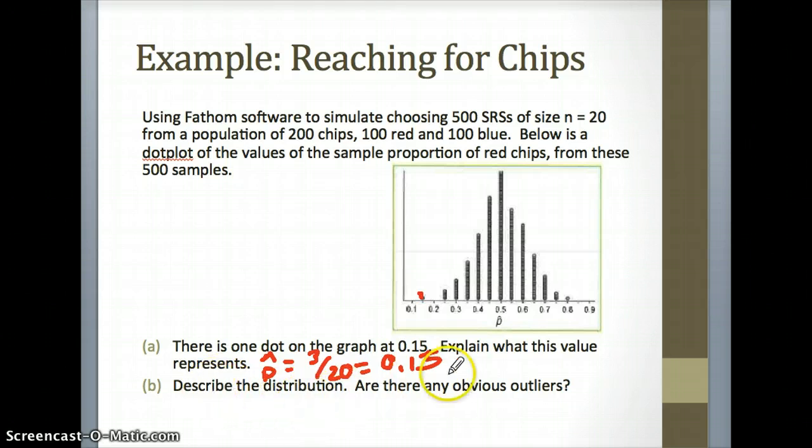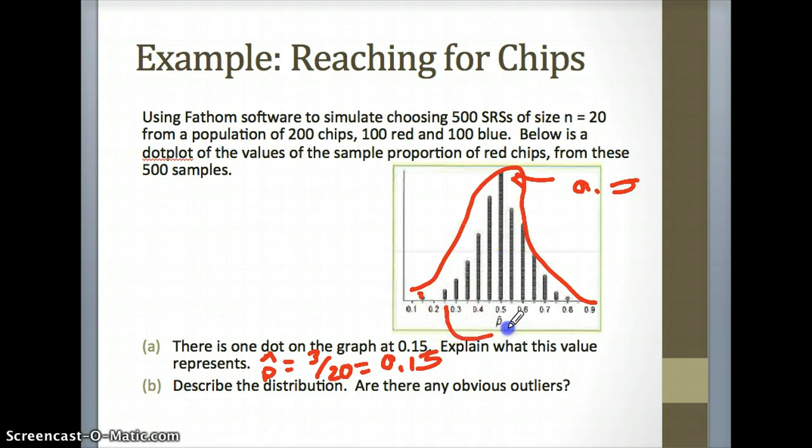So let's describe now our distribution. Our shape is close to being bell-shaped. I think we could say mostly bell-shaped. Definitely looking symmetric, unimodal. Our center looks again in about that 0.5 range. Our spread is anywhere between 0.25 and 0.75. So 0.25 to 0.75 on our spread. And outliers possibly the 0.15.